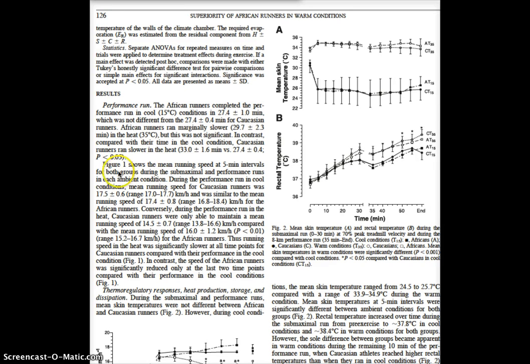You can see from the statements, figure 1 shows the mean running speed at 5-minute intervals, blah, blah, blah. During the performance run in cool conditions, mean running speed for Caucasian runners was 17.5 plus or minus the standard deviation of 0.6. That gives the range also and the units, and was similar to the mean running speed of the African runners. Now it states it was similar, but that is describing the results, it doesn't give any interpretation or why that might be so. So I'm looking for very concise, constructed, scientific, numerical sentences which describe rather than discuss.